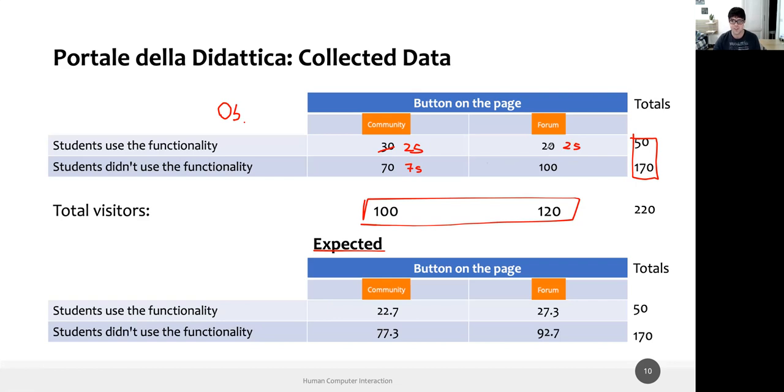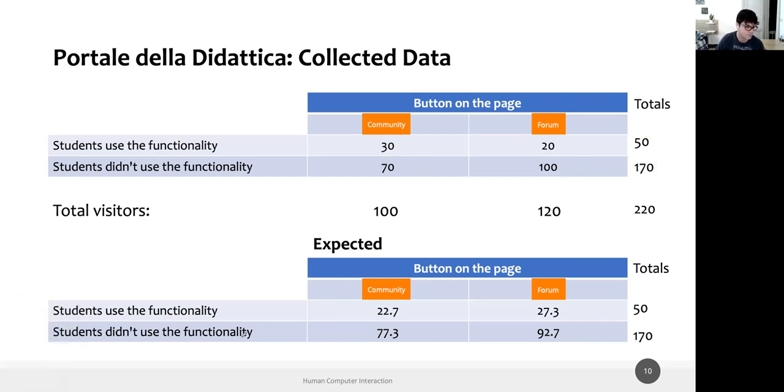But if we change these, we also have to change these, because the total here should be 120, and also here should be 170. So with just one change, we need to change all the others. We have just one degree of freedom. And the same, if we change this one, all the others will change consequently and vice versa.